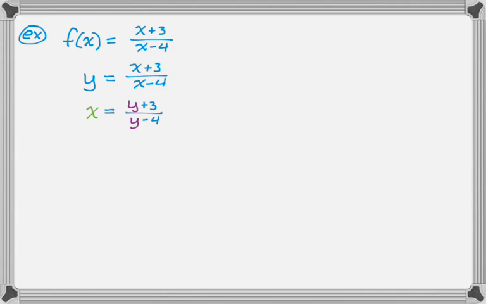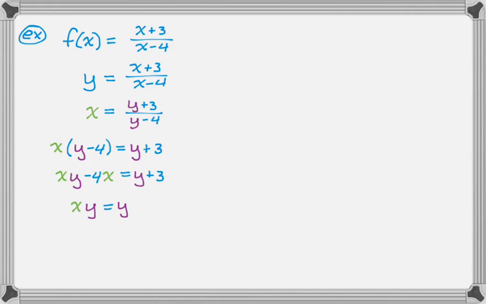So I'm going to solve this by cross multiplying. So I have x, the quantity y minus 4, equals y plus 3. Now on the left-hand side I'm going to distribute. So I get this, distribute x to everything. Now what I want to do is get everything with a y on one side and everything that doesn't have a y on the other side. So first I add 4x to both sides. Now I'm going to subtract y from both sides.